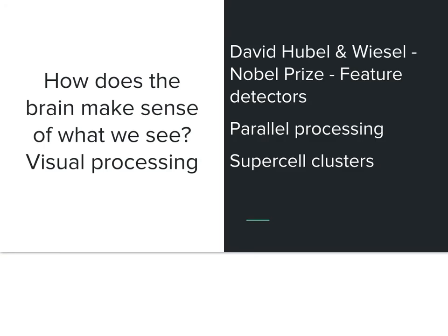So now, how does this after image explain opponent process theory? Well, again, remember that we said that opponent process theory answers the first question, how we process color. Then finally, the second question: how does the brain make sense of everything that we see? Sort of the entire visual processing in a nutshell.